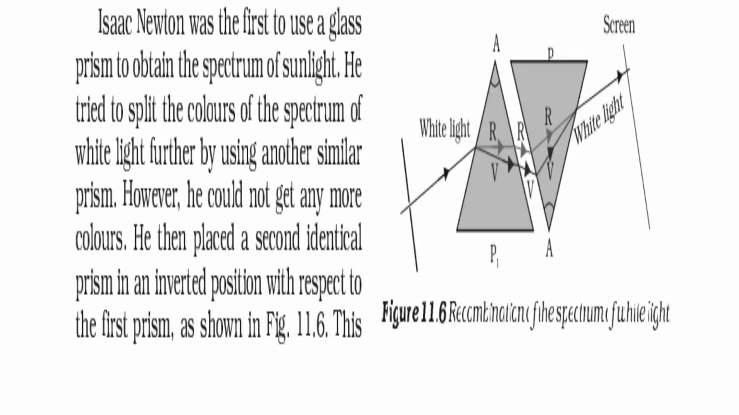Isaac Newton was the first to use a glass prism to obtain the spectrum of sunlight. He tried to split the colors of the spectrum of white light further by using another similar prism. However, he could not get any more colors. He then placed a second identical prism in an inverted position with respect to the first prism, as shown in this figure.